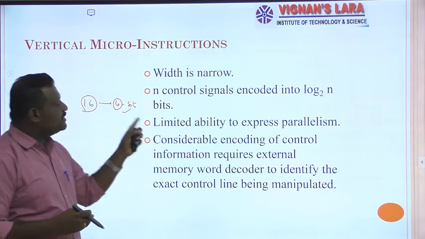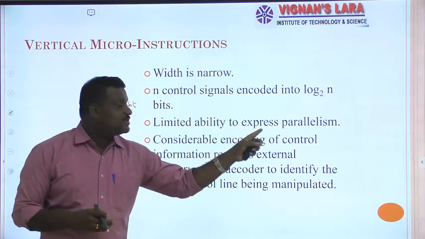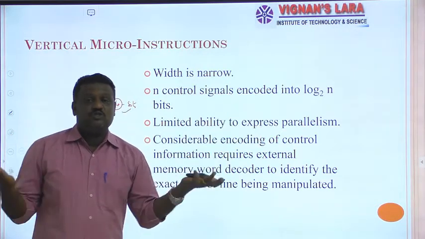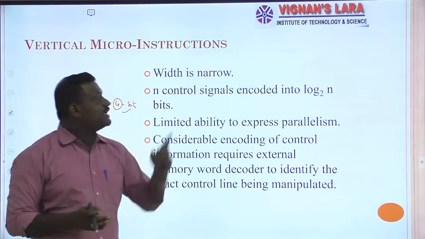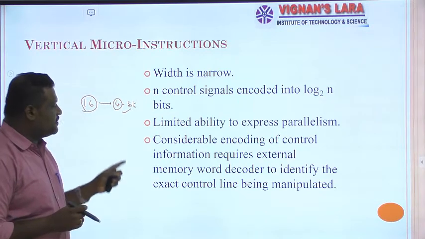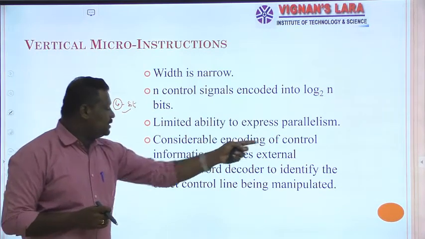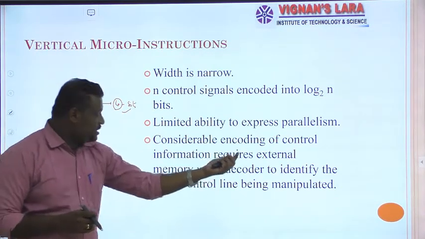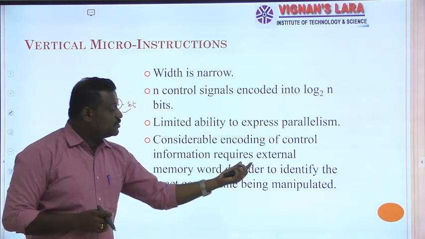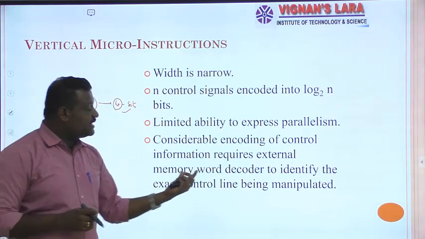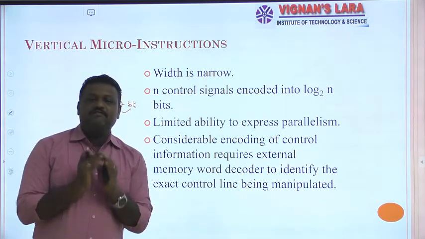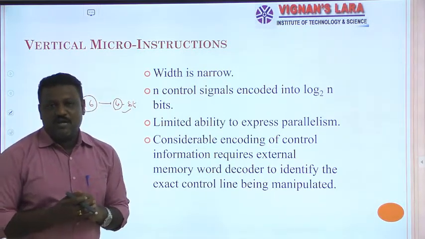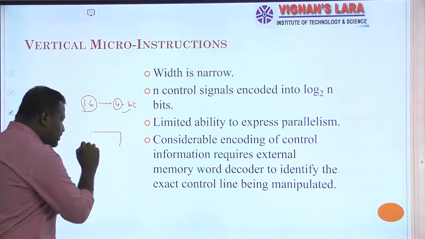So that's why there is limited ability to express parallelism. That means I was unable to generate more than one control signal at a time in the case of vertical micro instructions. Next, the considerable encoding of control information requires an external memory word decoder to identify the exact control line being manipulated. That means here I definitely depend on a decoder circuit.